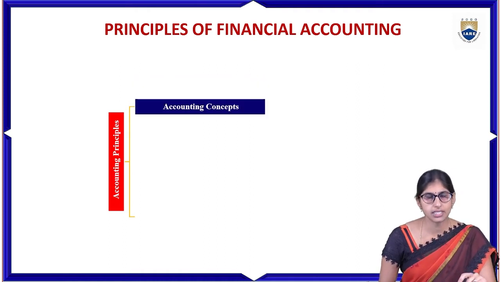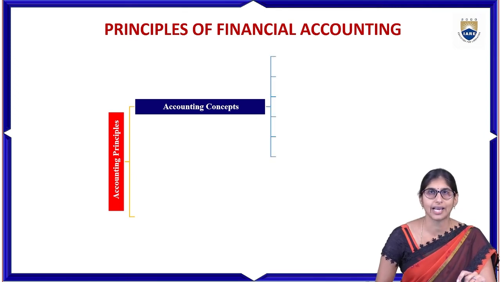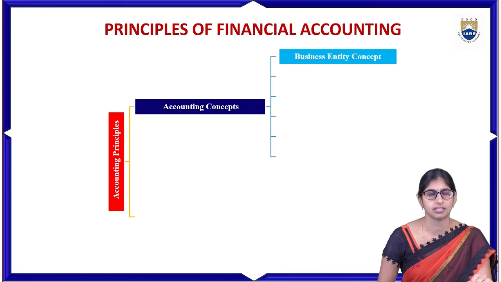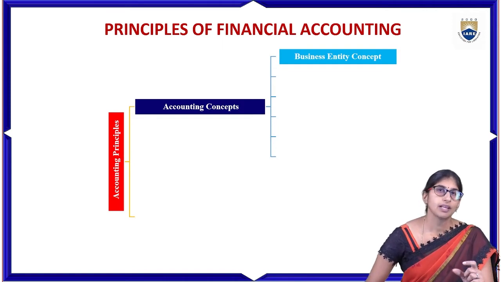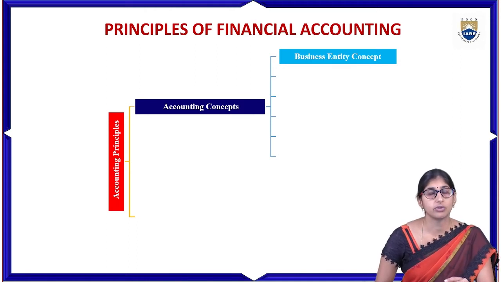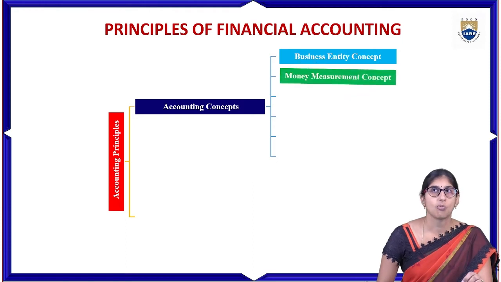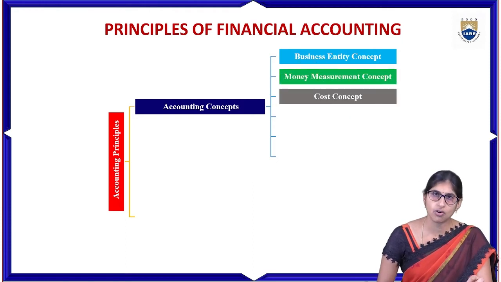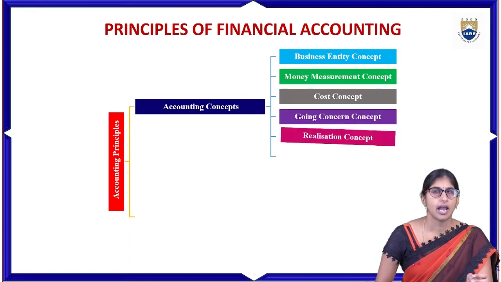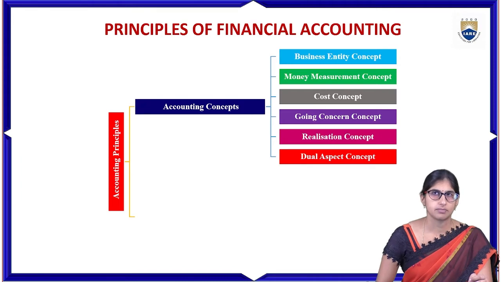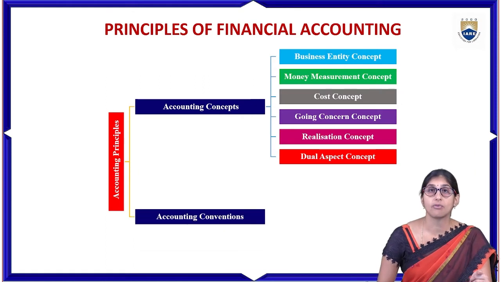Coming to accounting concepts, we have a few concepts. The first one is the business entity concept. All these concepts and conventions are going to be included in GAAP. In this session, we are going to discuss the concepts and conventions of accountancy. In that, we consider the business entity concept, money measurement concept, cost concept, going concern concept, realization concept, and dual aspect concept. These are the concepts we will discuss in this session, as well as the accounting conventions.